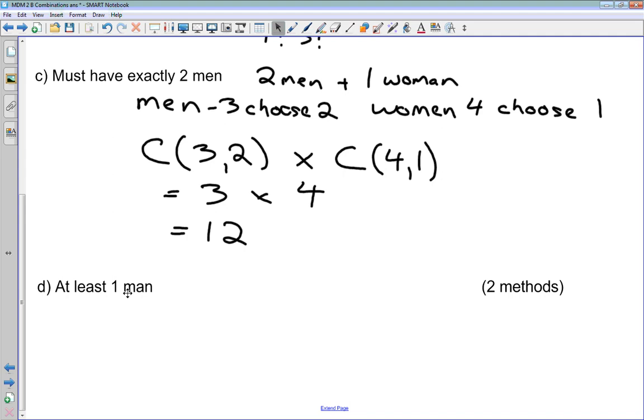Now, the last question here is the trickiest one. How many ways can we choose this committee so that it has at least 1 man on it? And there are 2 different methods we can use here. If it has at least 1 man on it, what are the possible values for the number of men? So we can have 1, 2, or 3 men on our committee.